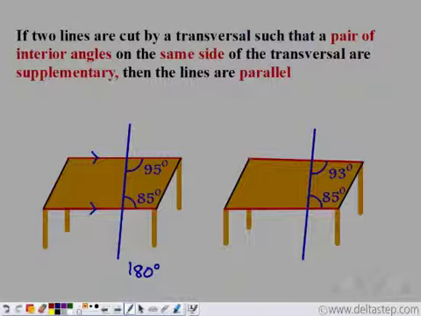85 degrees plus 93 degrees is equal to 178 degrees. So these two angles are not supplementary. Hence these two lines are not parallel. So we see that the lines in this table are parallel, whereas the lines in this table are not parallel. And this is a condition for parallelism. That is, if a pair of interior angles on the same side of the transversal is supplementary, then the lines are parallel. So this is a condition for parallelism.